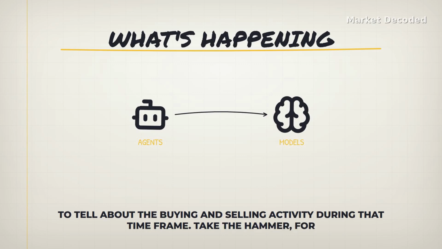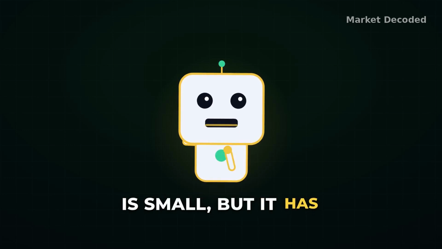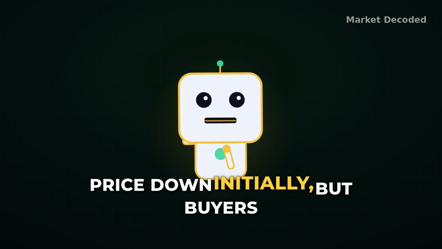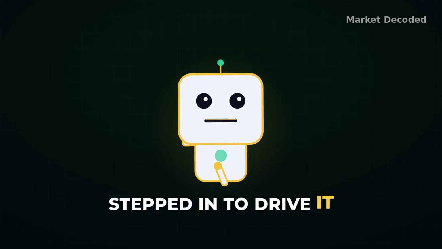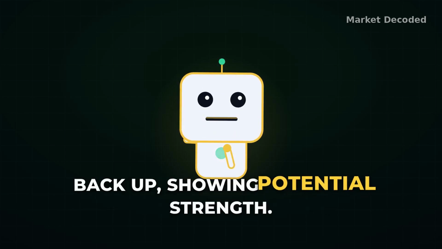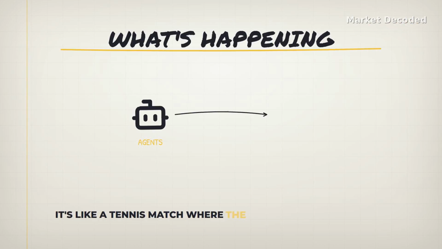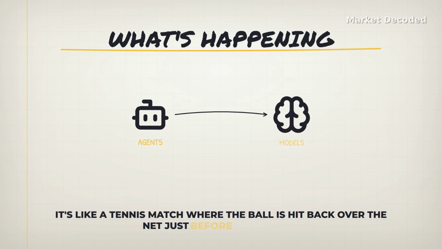Picture a hammer striking down. The body of the candle is small, but it has a long lower shadow. This suggests that sellers pushed the price down initially, but buyers stepped in to drive it back up, showing potential strength. It's like a tennis match where the ball is hit back over the net just before it hits the ground. Then there's the engulfing pattern.